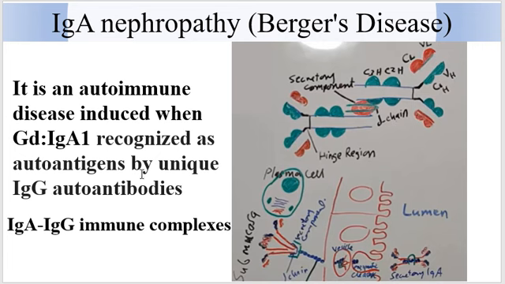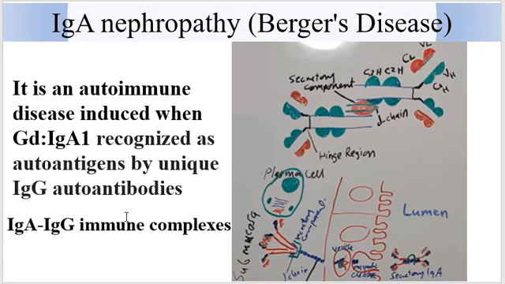IgG autoantibodies. As can be seen here, this is the secretory IgA. It is actually a dimer IgA connected by the J chain, and at the hinge region there is galactose or glycan. So deficiency of galactose at the hinge region will predispose to IgA nephropathy.